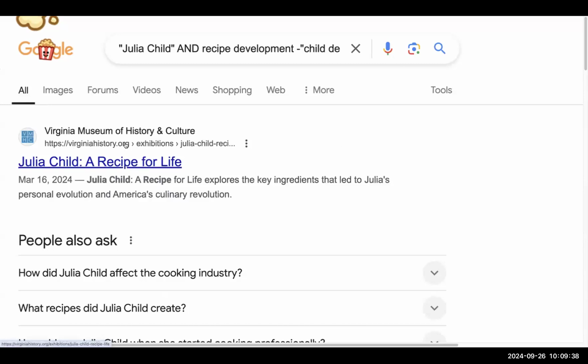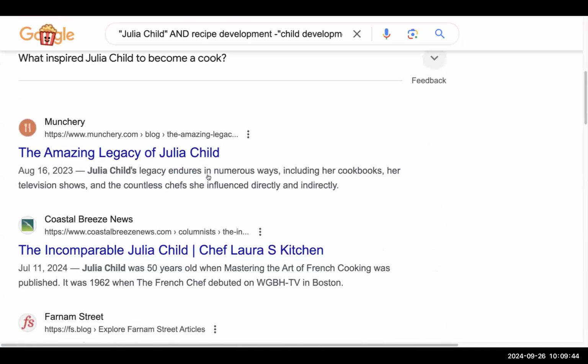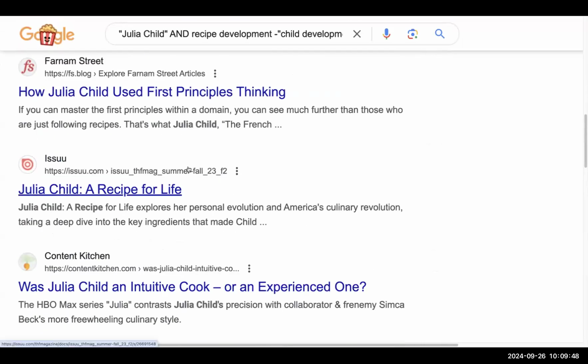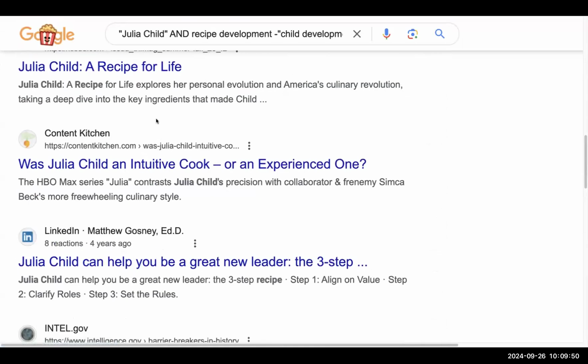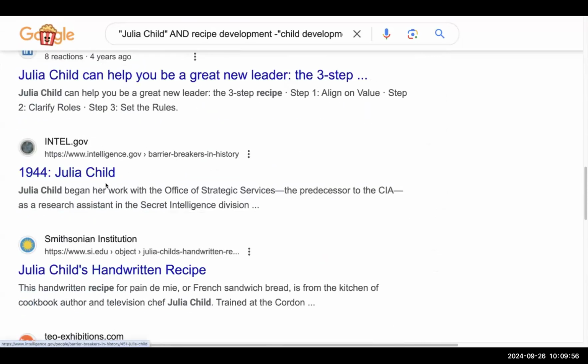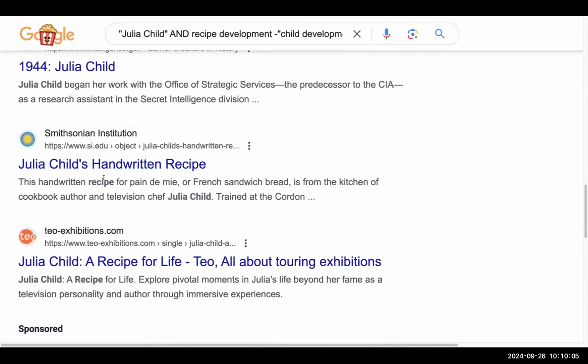So now we got some stuff for the Virginia history and culture, some stuff about her legacy. And again, it'll probably be mostly blogs, like I said. So these are people's opinions. You want to make sure you look up who's writing this stuff. Oh, weird. She was a research assistant to the CIA. That's crazy.